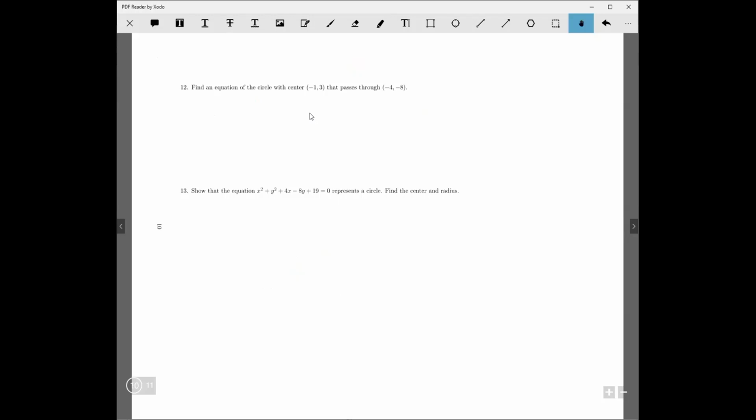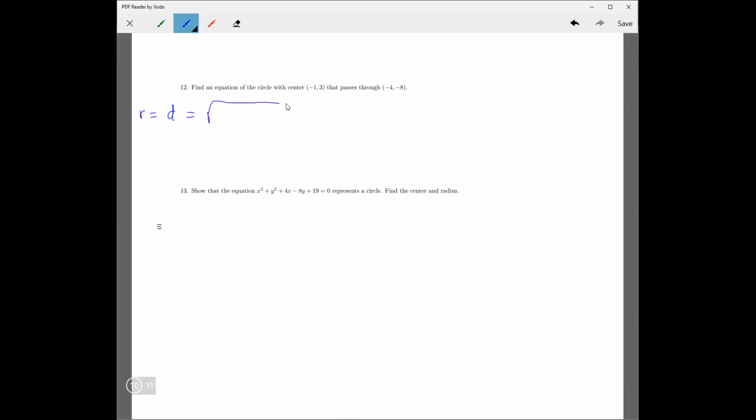Now, a circle consists of all points that are equidistant from the center. So if we find the distance, okay, so the radius of the circle will actually be the distance between these 2 points. This is a point on the circle, and so the radius is going to be the distance from the center to any point on the circle. That's going to be the radius.